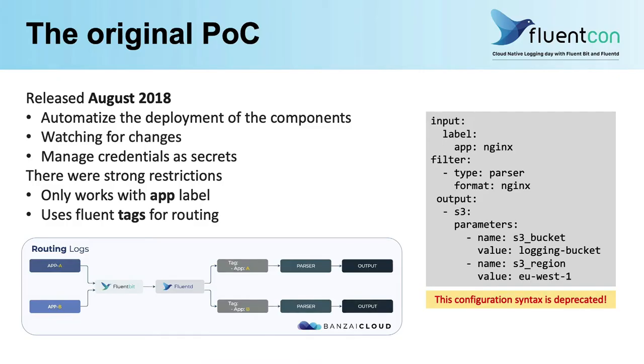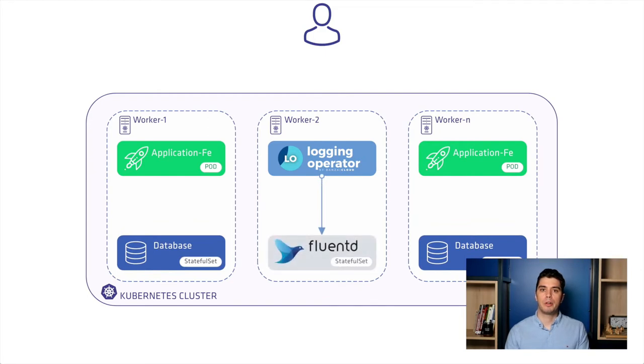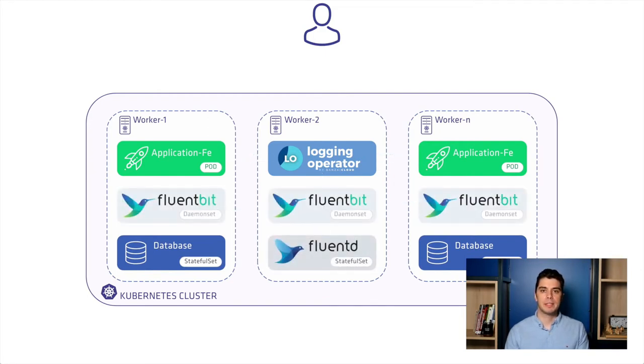The first version of the logging operator was born. The goal is to automate configuration generation for Fluentbit and Fluentd, and handle them as Kubernetes resources. With a really simple custom resource, you could save a lot of manual deployment and configuration. It was watching for resource changes and pulled credentials from Kubernetes secrets. The first version had some strong restrictions. It utilized Fluent tags for routing, and it allowed using a Kubernetes pod's app label only as a tag. Even with those restrictions, it already lifted a tremendous amount of work from the operator's shoulders. It was a big success for us.